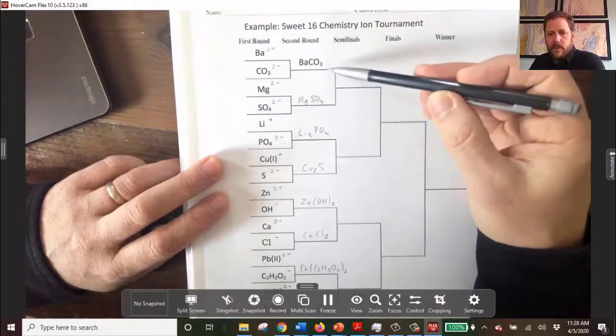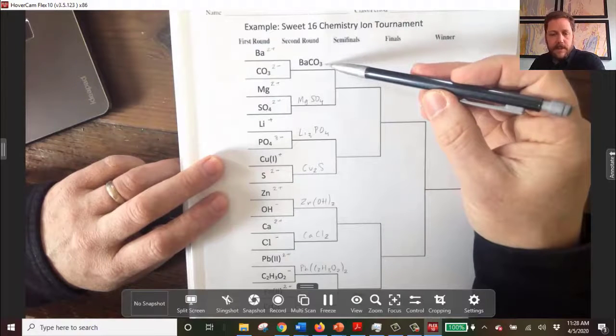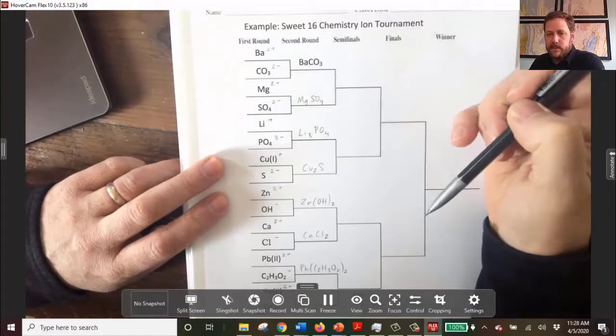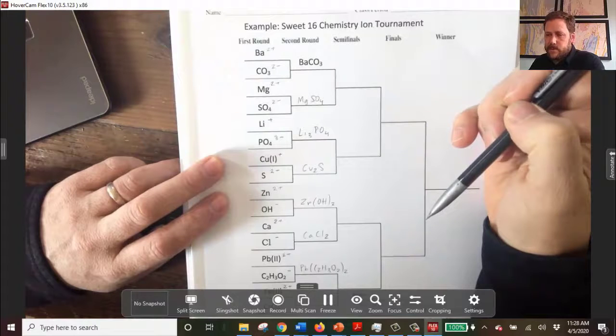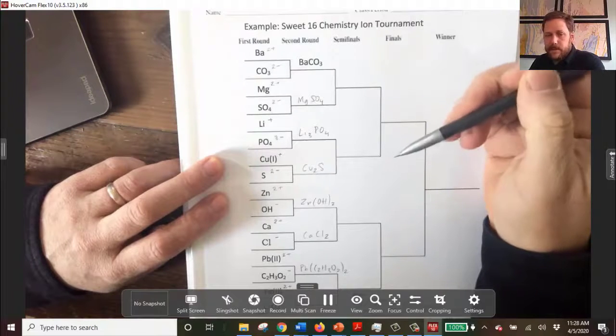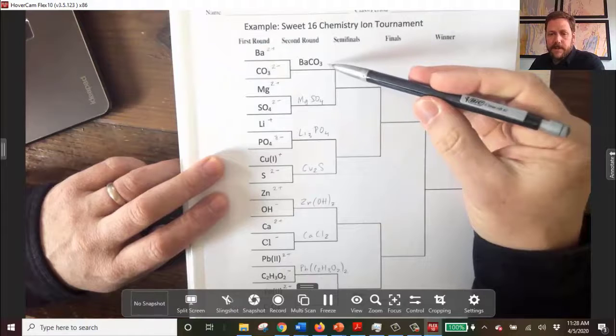One rule says that carbonates are insoluble. Now, I'd have to read through rules 1 through 5 before I found a rule that applied to barium carbonate, because none of the first 5 rules apply. But when I get to the last rule, it says carbonates are insoluble. So that one's not going to advance to the semifinals.